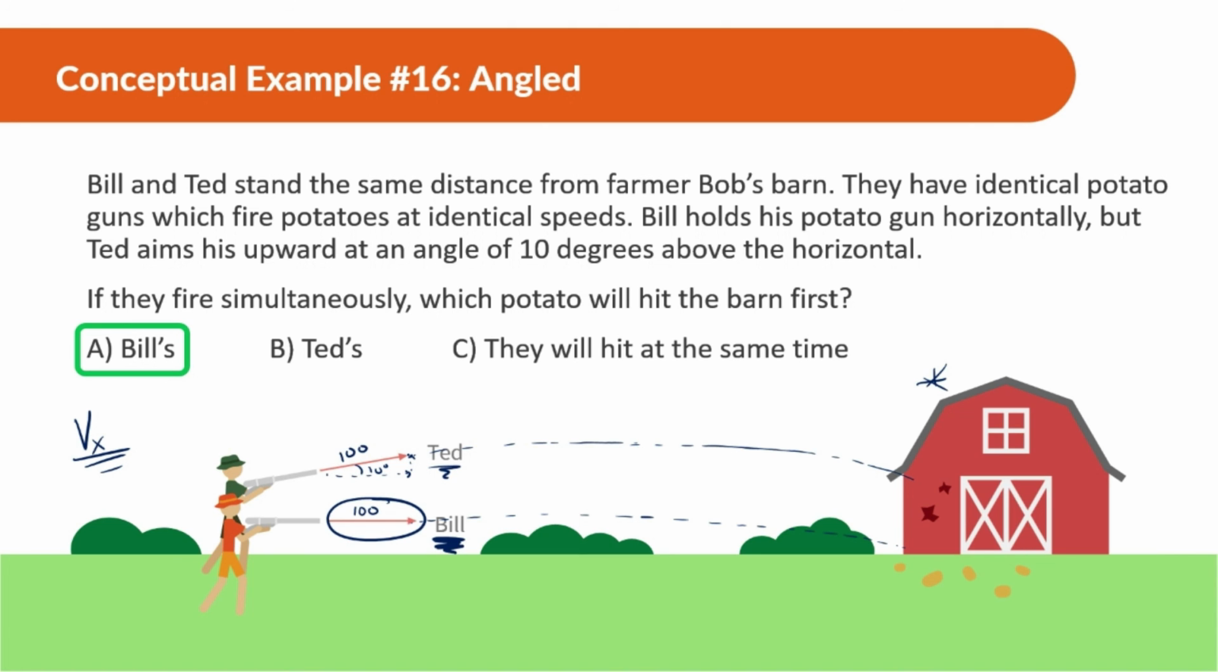Let me just do the math. 100 times cosine of 10. This is going to be fired at around 98. And what that means is the velocity in the x is just less than in Bill's. So it's not going to get there as fast because in the x direction, it's not traveling as fast. I hope that makes sense.